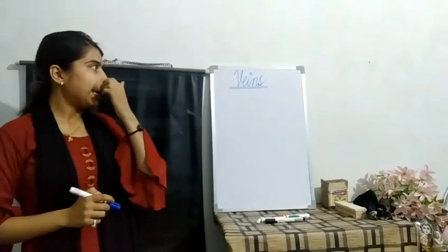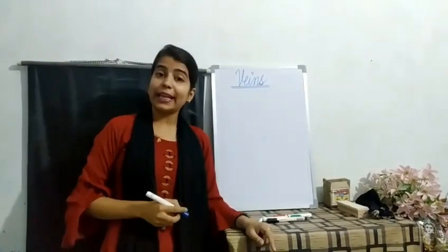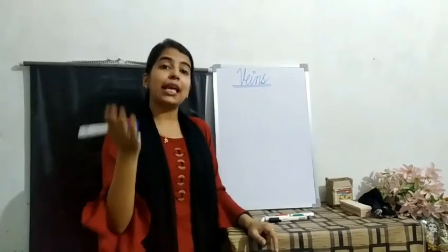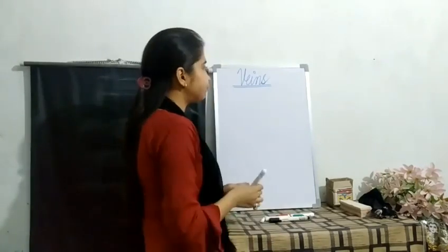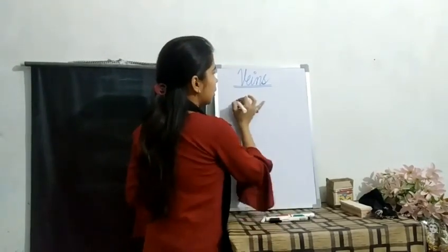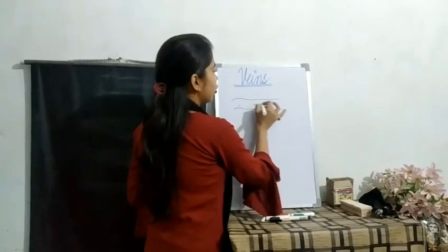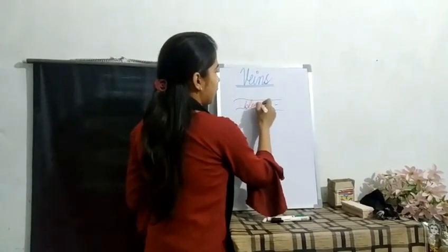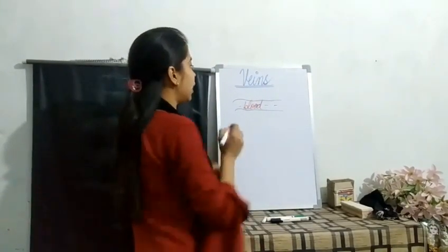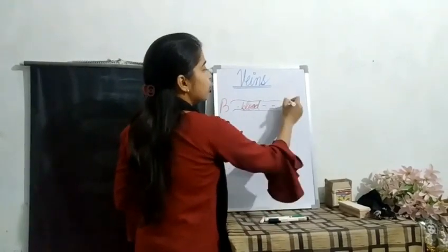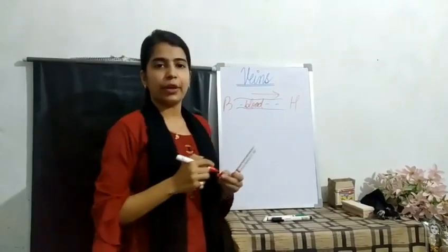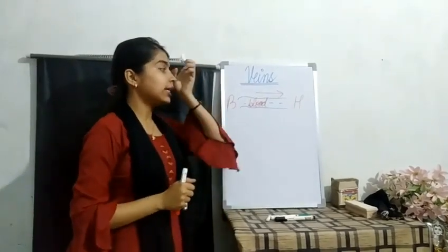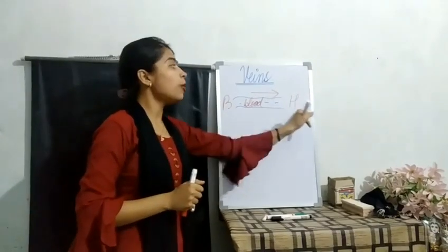See students, while arteries carry the pure blood from your heart to your body parts, the veins play the opposite role. They are also carrying the blood in them, but they will carry the blood from your body parts to your heart. While arteries carry blood from the heart to the body parts, the veins will carry the blood from your body parts to your heart.